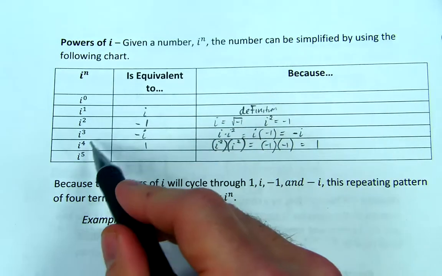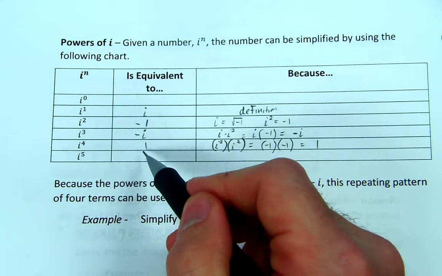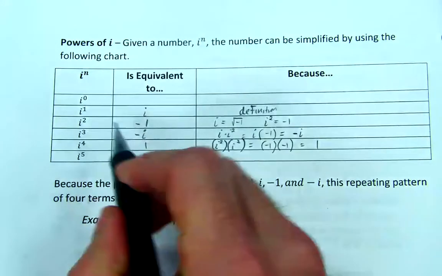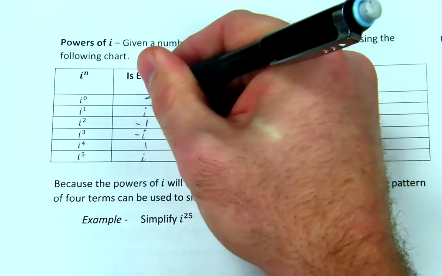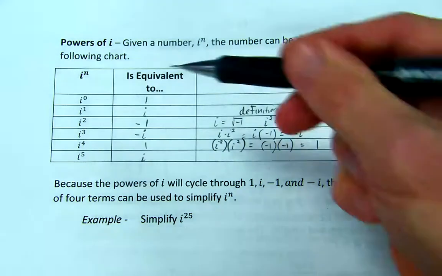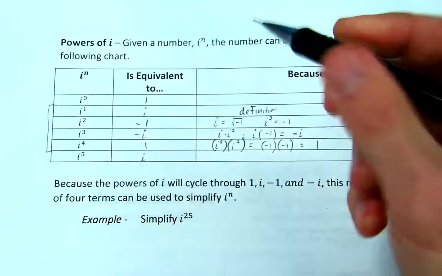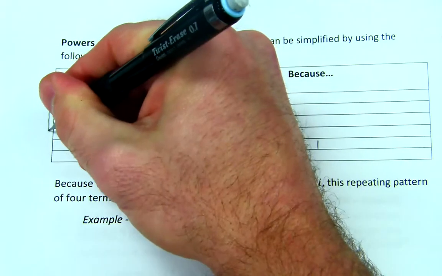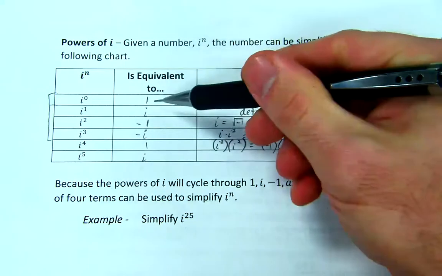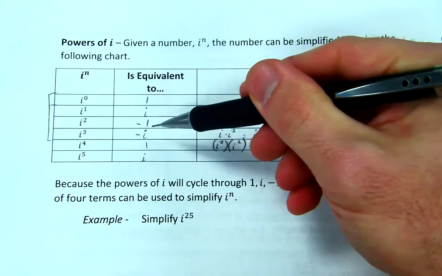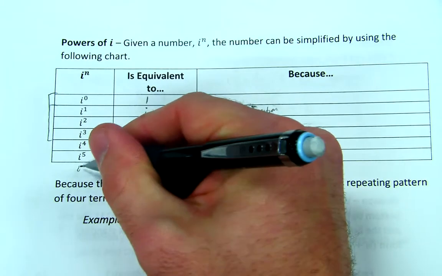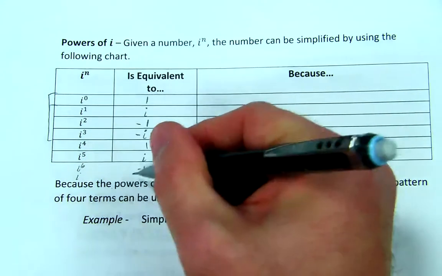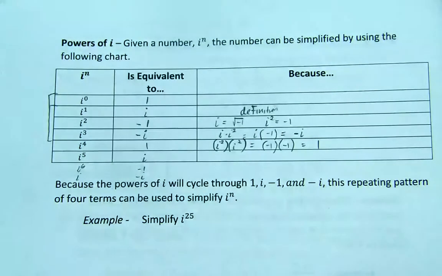If I go i to the 5th, well, that's i to the 4th times i, so we're just going to get i again. And if we go backwards, i to the 0 is going to be 1. Anything to the 0 power is 1. So here's the cycle. Your cycle is 1, i, negative 1, negative i. Then 1, i, so i to the 6th would be negative 1, i to the 7th negative i, and then rinse, repeat over and over again.